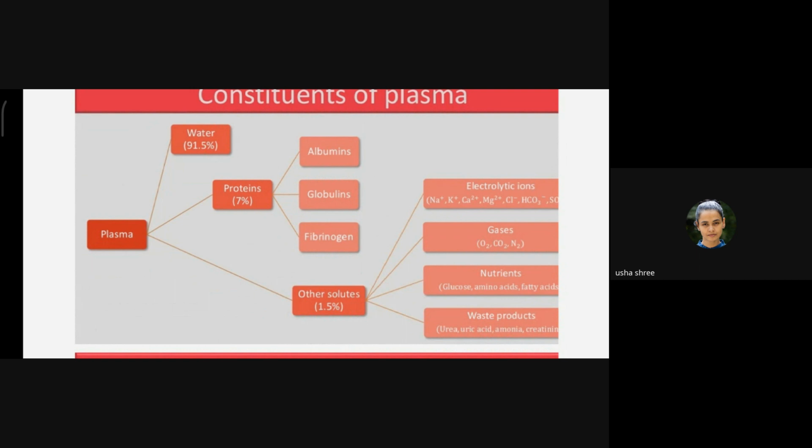So what are the components of plasma? First of all, water, then proteins, then other solutes. Those are electrolytes, gases, nutrients, and waste products.